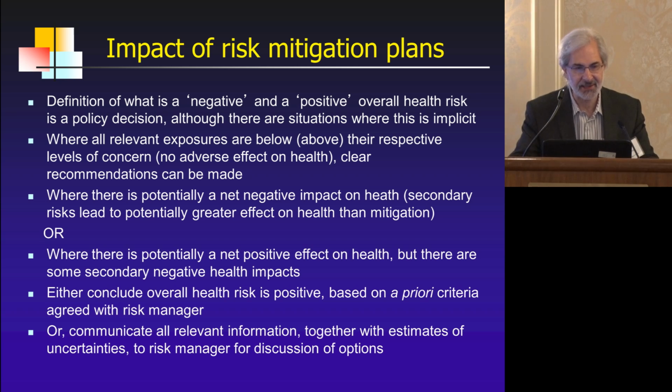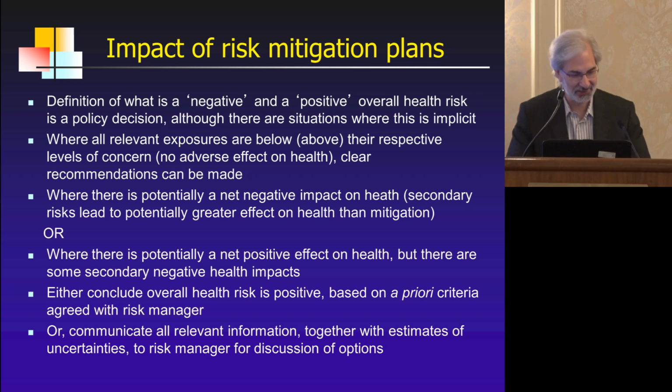Where there is potentially a net negative impact on health, the secondary risks lead to potentially greater effect on health than mitigation, or where there's potentially a net positive effect on health, but there are some secondary negative health impacts, you would either conclude that the overall health risk is positive, based on a priori criteria which you've agreed with the risk manager, or you can communicate all the relevant information with the estimates of uncertainties to the risk manager to discuss the options, which is another way of saying, it's your problem, make up your mind. And we did see that with, I think it was furan, where it wasn't possible to reach a conclusion on the basis of the present information.